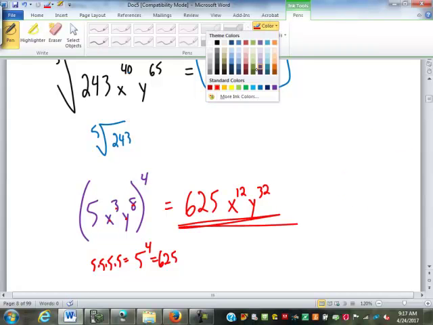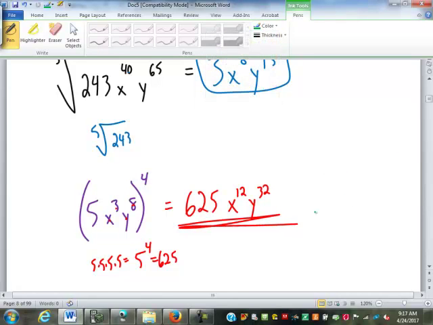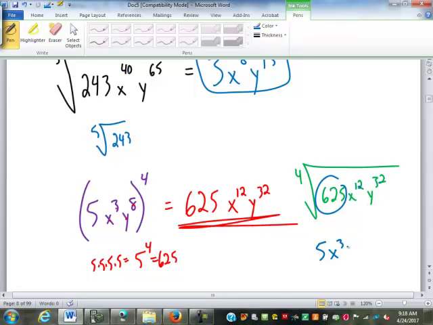So we do a root, it's the same way. The fourth root of 625, x to the 12th, y to the 32nd. We actually have to do the root of the 625. The fourth root of 625 is 5. And then we just divide the powers on the variables. 12 divided by 4 is 3, so x to the third. 32 divided by 4 is 8, so y to the 8th.